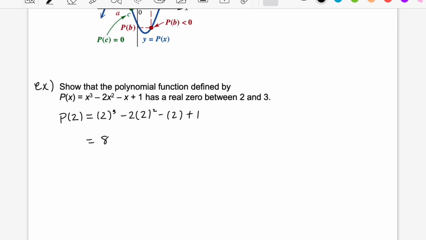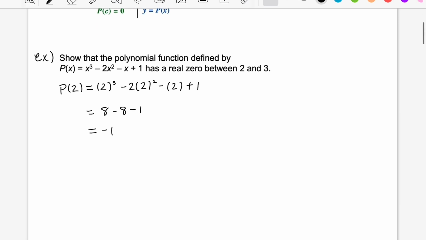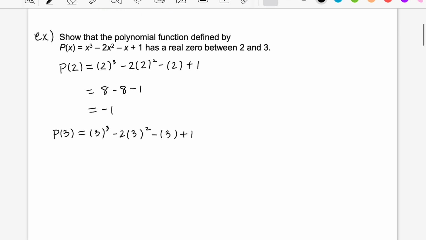Doing this, we'll get 2 cubed, which is 8, minus 2 times 2 squared, which is 2 times 4, which is 8, minus 2 plus 1, so we'll get minus 1. So then, p of 2 is minus 1. Now evaluating p of 3 here, we'll get 27 minus 2 times 9 minus 2. And here we'll get positive 7.